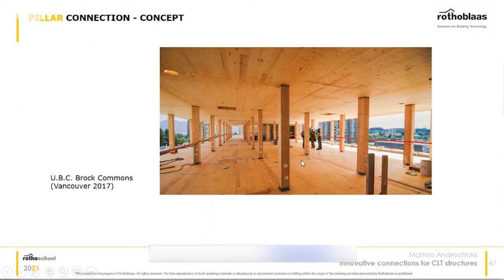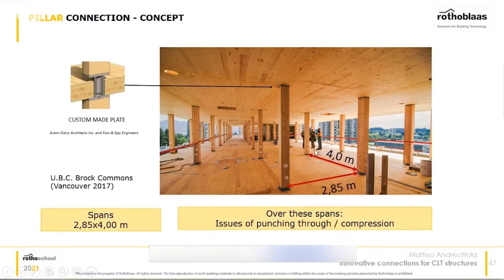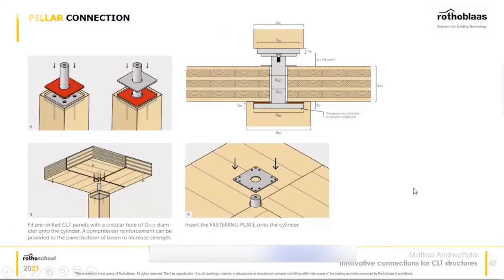So we've seen a picture already of this building before. It's Brock Common in Vancouver, Canada. It was built in 2017. This building doesn't use, in particular, the pillar connector. It's a custom-made plate, but we can see, for example, that the span between all the columns is not as big as the one that you can achieve with the pillar.